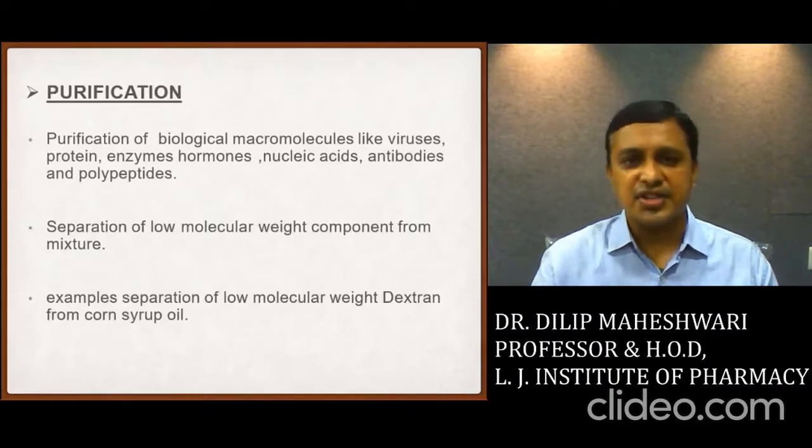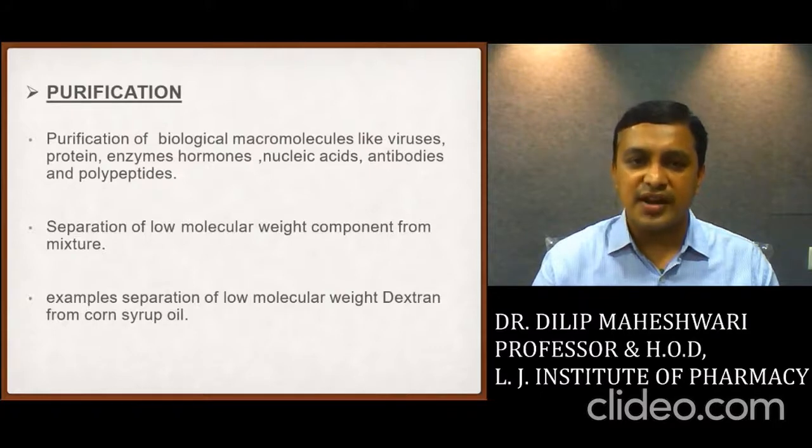The purification of biological macromolecules like viruses, proteins, enzymes, hormones, nucleic acids, antibodies and polypeptides can be done by gel chromatography. It is also useful for the separation of low molecular weight components from a mixture. Example, separation of low molecular weight dextran from corn syrup oil. So purification of different compounds can be done by gel chromatography.